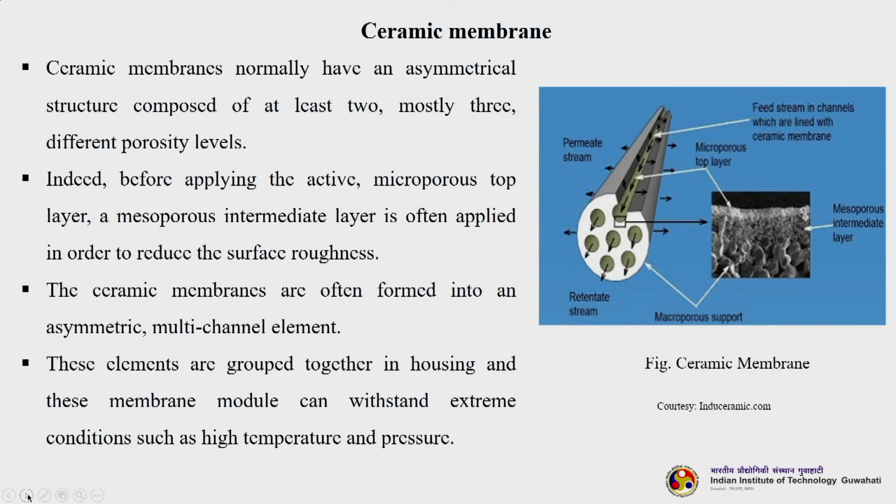Now, students, let us understand the preparation of ceramic membrane. Ceramic membranes normally have an asymmetrical structure composed of at least 2 or mostly 3 different porosity levels. Indeed, before applying the active microporous top layer, a mesoporous intermediate layer is often applied in order to reduce the surface roughness. Now, the ceramic membranes are often formed into an asymmetric multi-channel element. These elements are grouped together in housing, and these membrane modules can withstand extreme conditions such as high temperature and pressure.